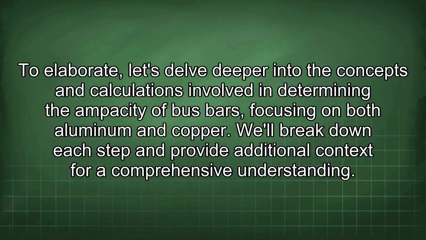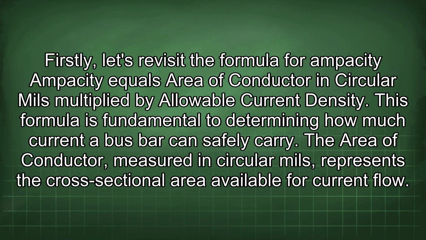To elaborate, let's delve deeper into the concepts and calculations involved in determining the ampacity of bus bars, focusing on both aluminum and copper. We'll break down each step and provide additional context for a comprehensive understanding. Firstly, let's revisit the formula for ampacity. Ampacity equals area of conductor in circular mils multiplied by allowable current density.